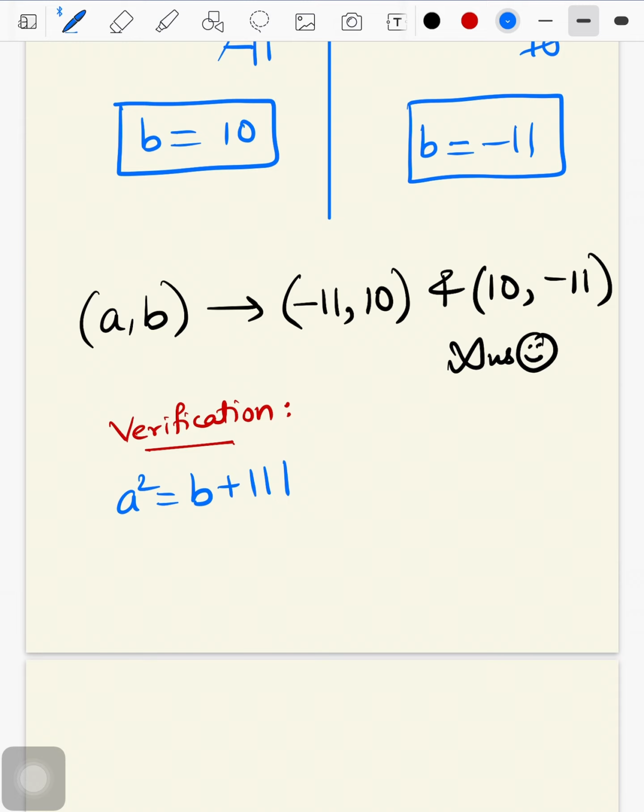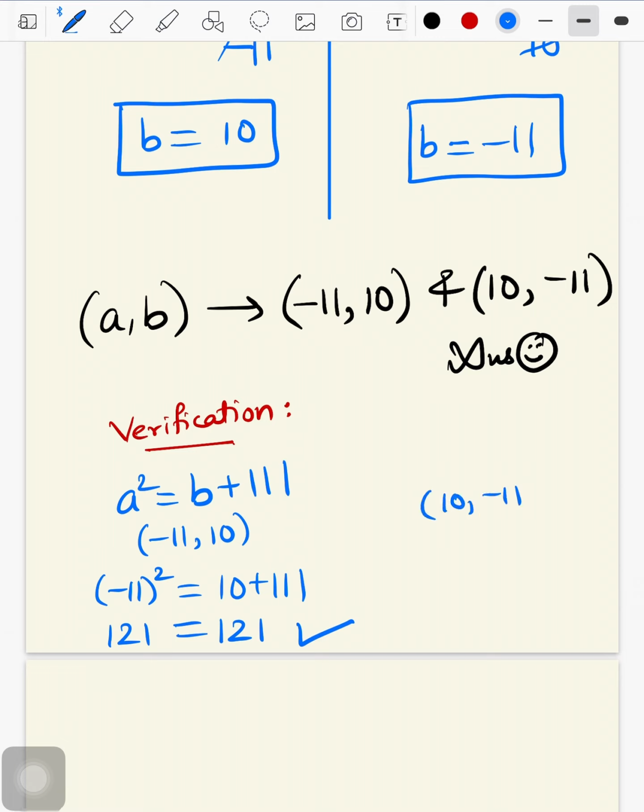If I take the first set of values, minus 11 and 10, in place of A square we put minus 11 square, and B is 10 plus 111. What is 11 square? 121. What is minus square? Positive. 10 plus 111 is 121. Verified. Same if we do for 10 and minus 11. In place of A now we put 10, in place of B, minus 11 plus 111. When you subtract it you get 100, and 10 square is also 100.